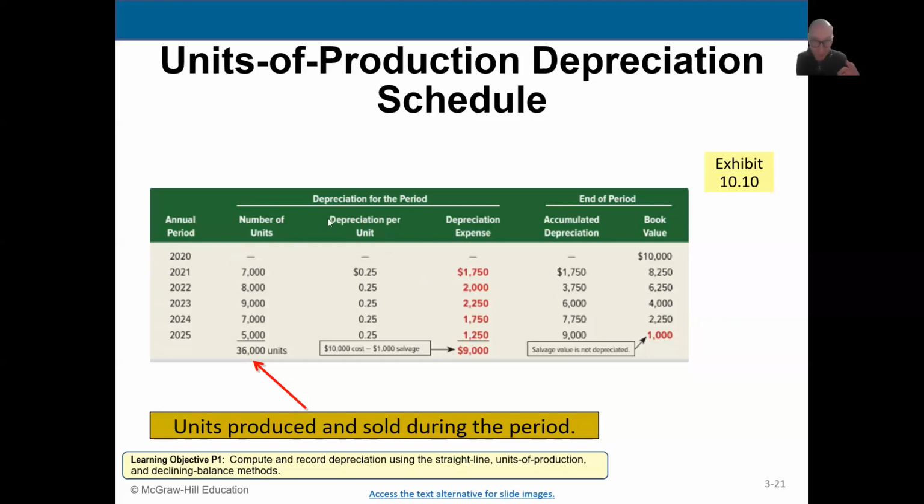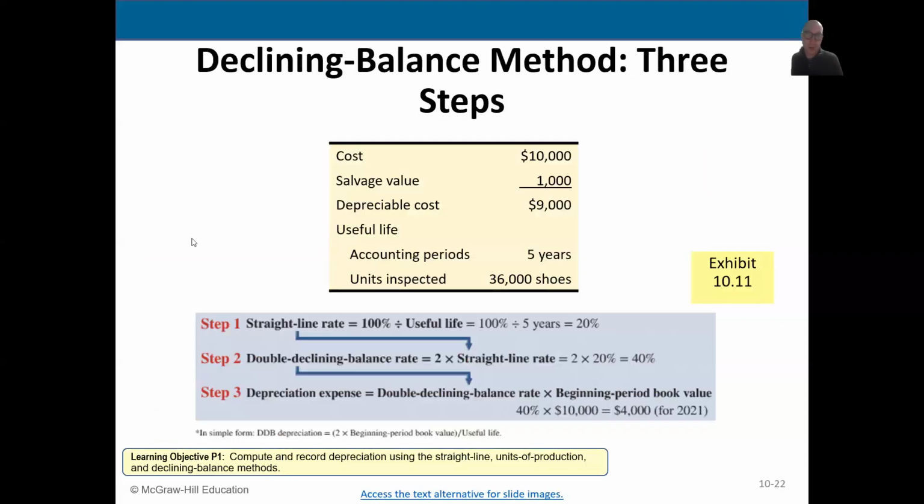All right, good. I'm glad you all feel that that's good. On to the next, double declining balance method. This one's, in my opinion, pretty easy.